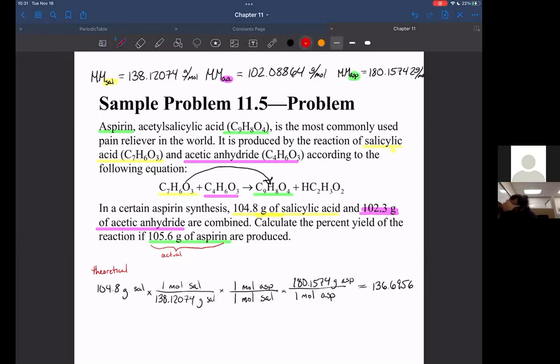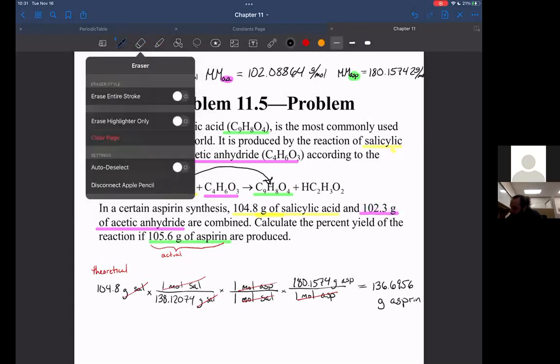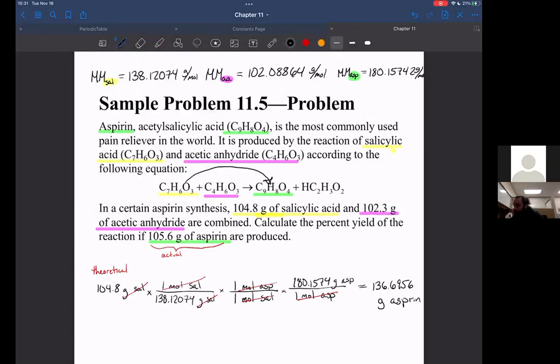I go and pay attention to units. Grams of salicylic acid cancel, moles of salicylic acid cancel, moles of aspirin cancel, and I'm left with grams of aspirin, which is what I want. So that's the theoretical yield starting with the amount of salicylic acid. But remember, this is going to be a two-step sort of thing where I have to first figure out what my limiting reactant is. So now I have to do a parallel calculation, basically the exact same thing again, but starting with the acetic anhydride.